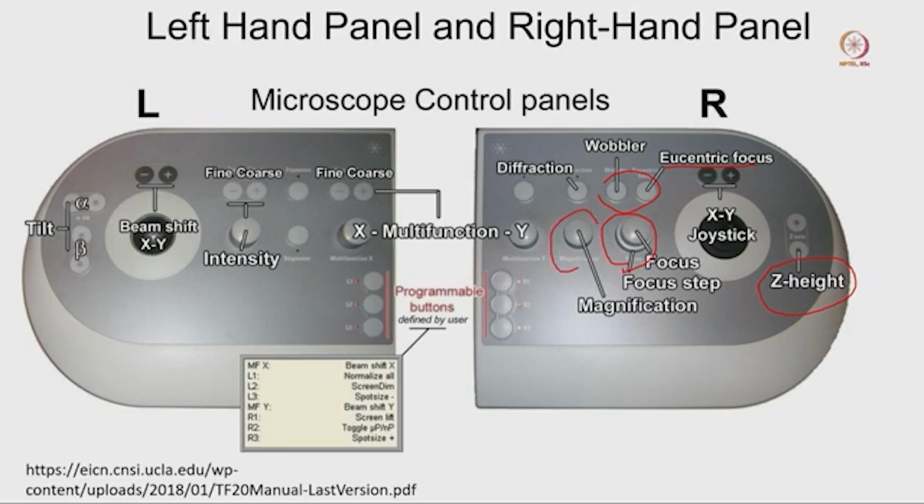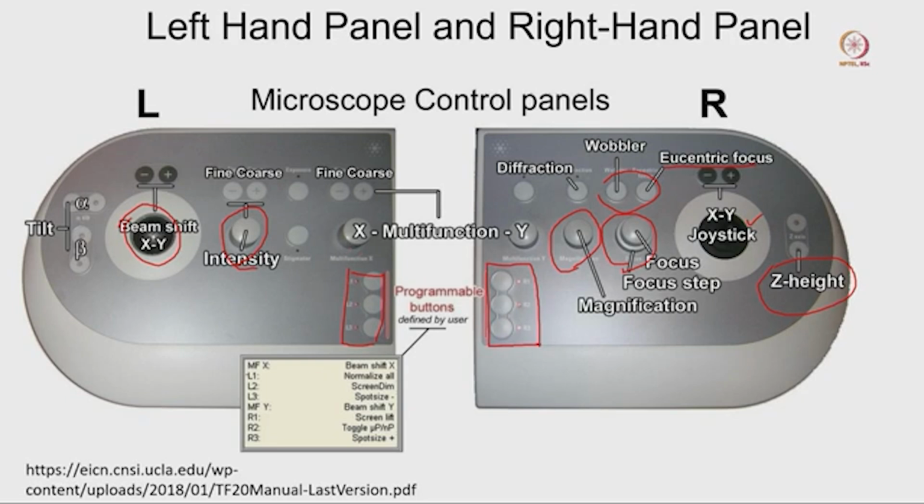Here we can see the magnification, which is the intermediate lens and the projector lens. Focus is our objective lens. You can see the intensity, which is our condenser lens 2. And then beam shift: if we want to move the image from one position to another, we use this X and Y joystick, and if we want to shift the beam within the screen, we can use this beam shift X and Y. If we want a tilt angle, we can also regulate that, and there are a few extra buttons. Whatever options we want to include here, we can include. So, these are the major options.